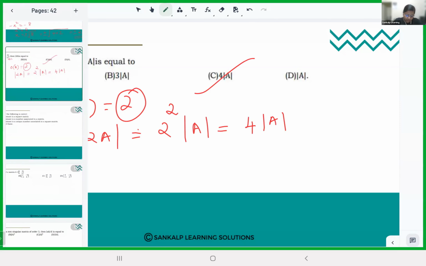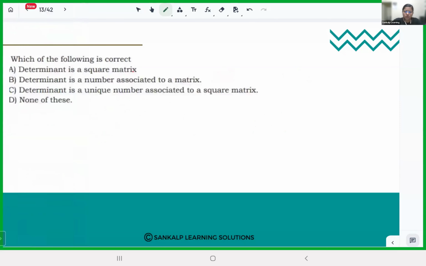Okay, now we are moving on to the next question. Which of the following is correct? You have to find out which is the correct statement. Determinant is a square matrix. No, not all square matrices are determinants, right? So that is wrong. Determinant is a number associated to a matrix. We cannot find the determinant of other matrices, right? We are only dealing with square matrices, so that is also wrong.